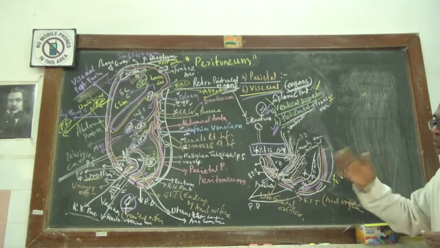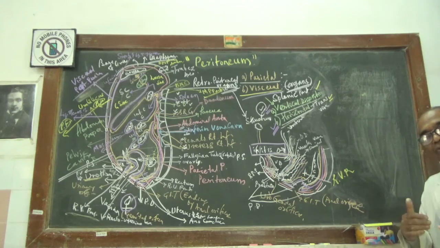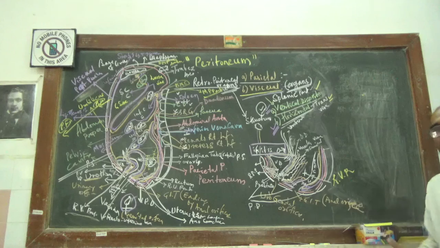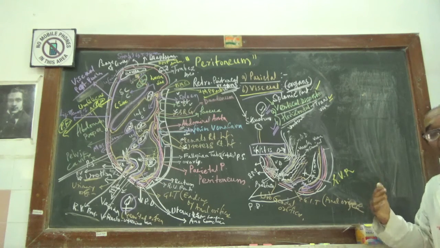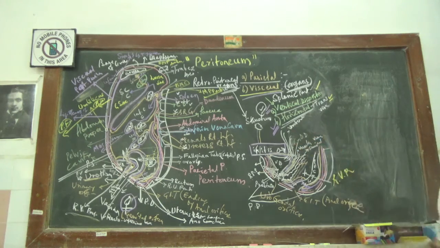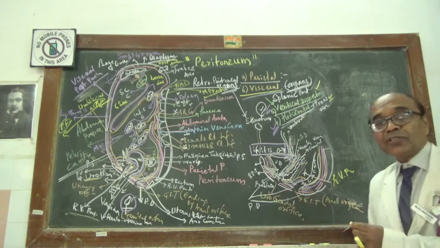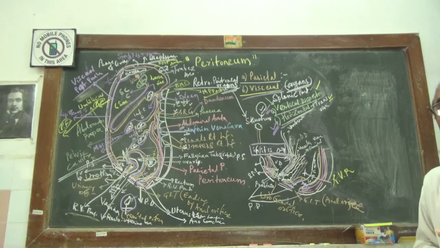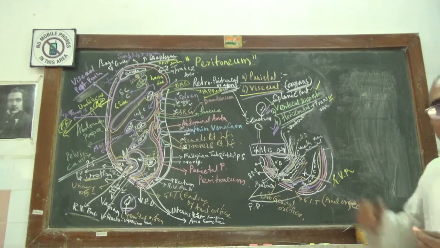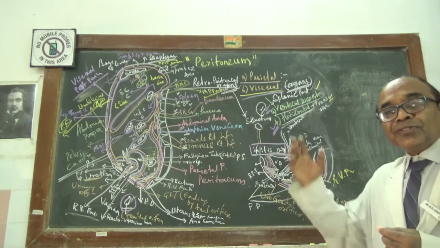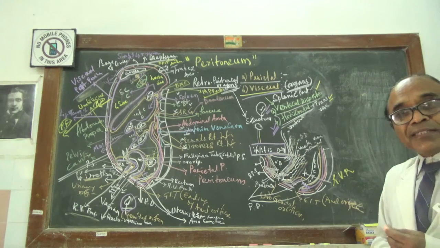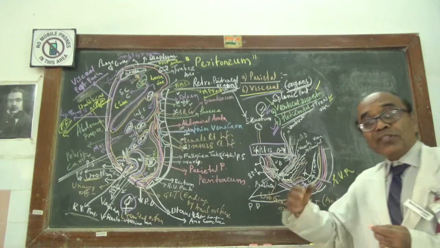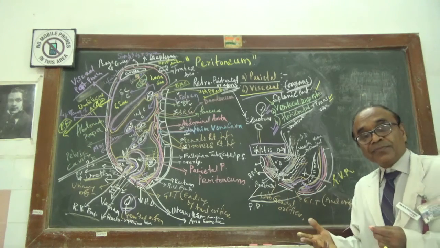After the pouches, now you have to go to the histology of the peritoneum, but before that, the blood supply. Blood supply of the parietal part of the peritoneum is by the bodily segmented arteries. Venous drainage of the parietal part of the peritoneum is by the corresponding bodily segmented veins.